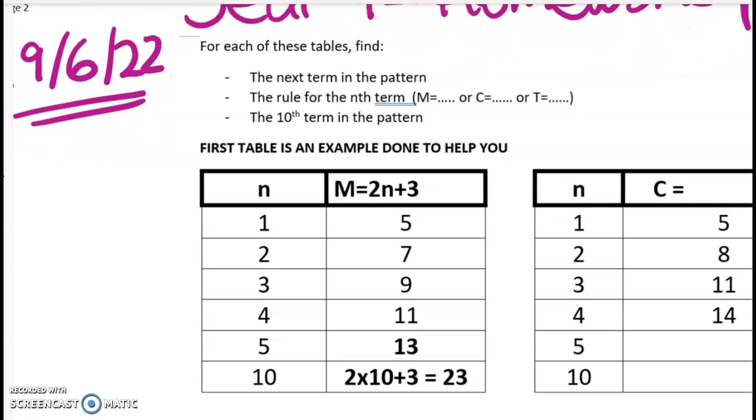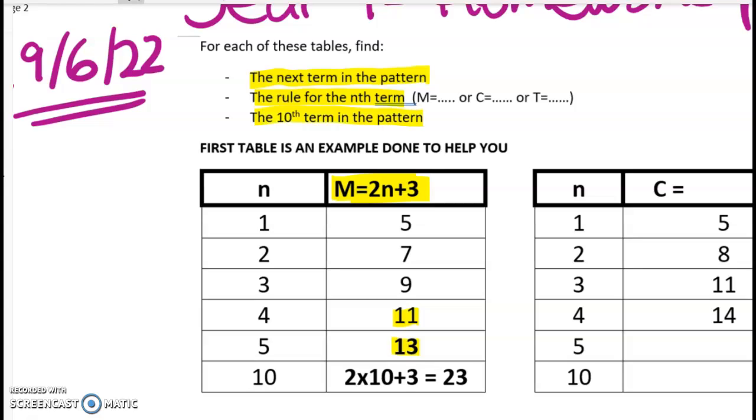One thing that some of you need to do is to read the instructions more carefully. In this set of questions, each time I wanted you to find the next term in the pattern. That was really well done. The rule for the nth term was also pretty well done. But the bit that you didn't always read was that I wasn't just looking to keep finding the next term in the pattern. I wanted you to be able to use the rule, like m equals 2n plus 3, to jump ahead and find the 10th term in the pattern.